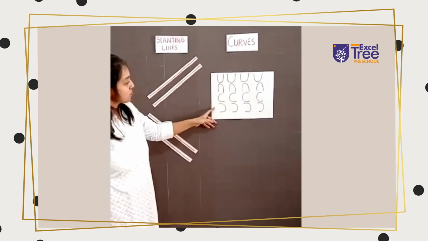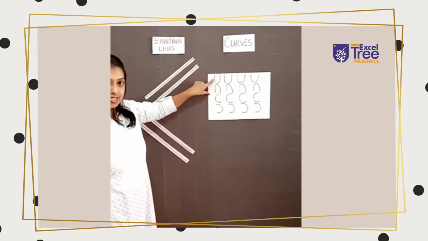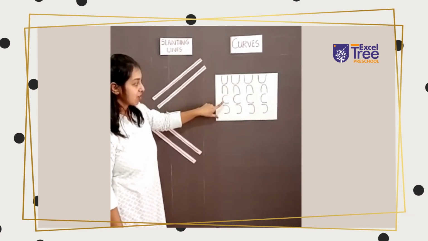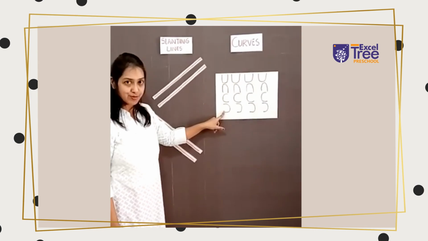Let's revise once again. Upward facing curve, downward facing curve, right curve, the left curve.